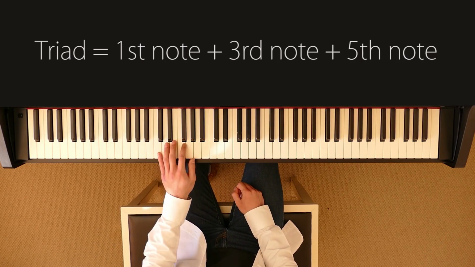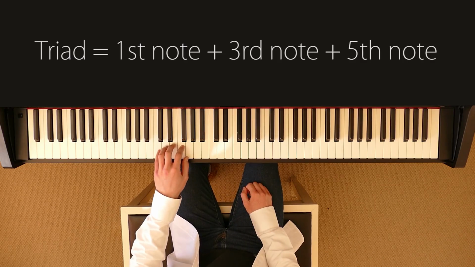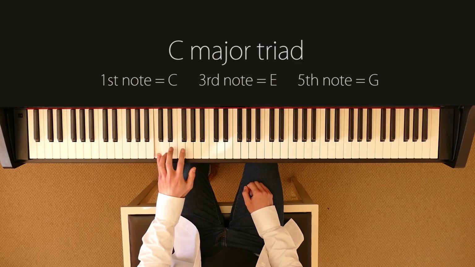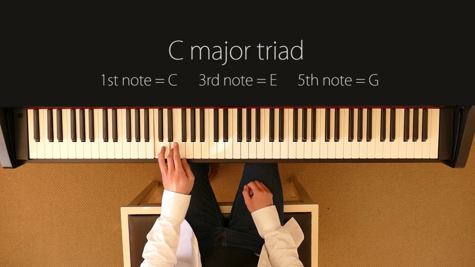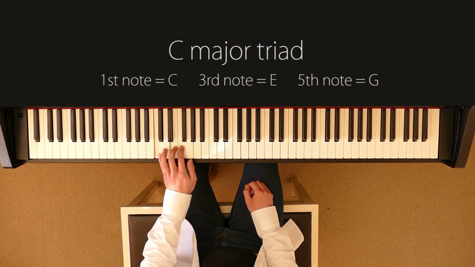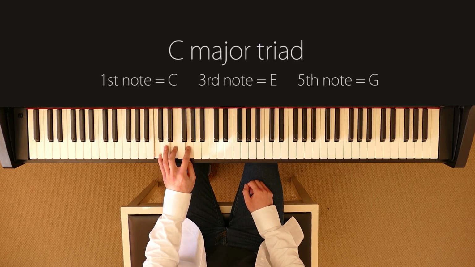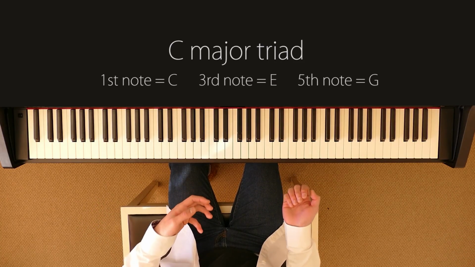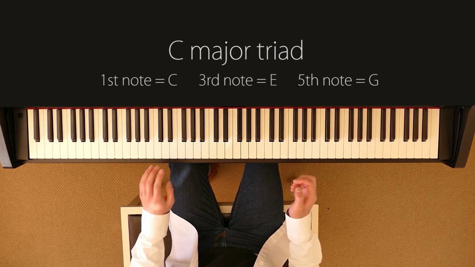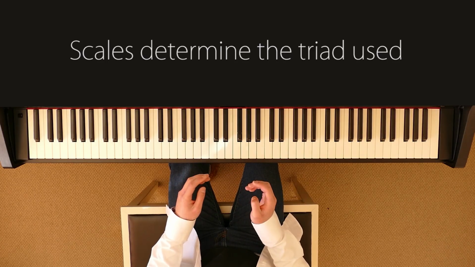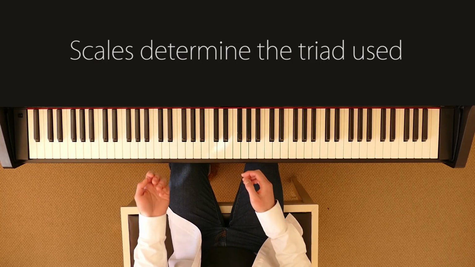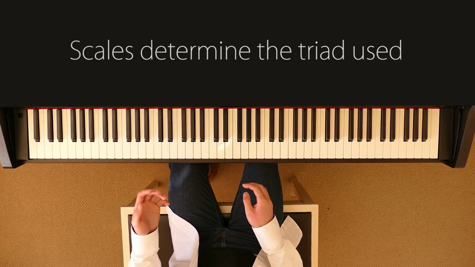So I can create the one for C major that I just did, because C is the first note in the C major scale, and then D is the second one, so we don't include it, and then E is the third note, so we include it, F is the fourth note, so we don't include it, and then G is the fifth note, so we include it. And see, that's why it's important to learn scales. One of the reasons is because the scales determine what triads you have, and the triads determine what notes you should use to play your accompaniment in your left hand.